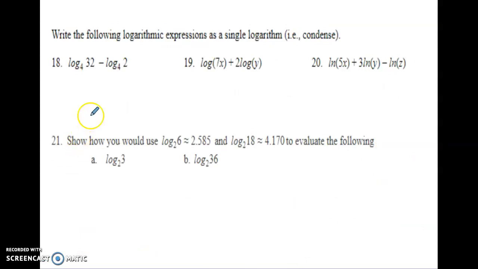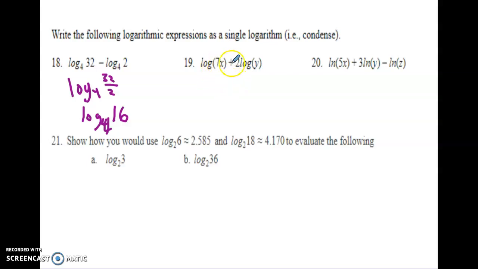Number 18 through 20, we're doing the opposite. We're taking an expansion and we're contracting it together. So this one would be log base 4, and since these are being subtracted, I would take the numbers and divide them. So I have 32 divided by 2. Then you should always simplify if you can. So this simplifies to log base 4 of 16. That's a 4.